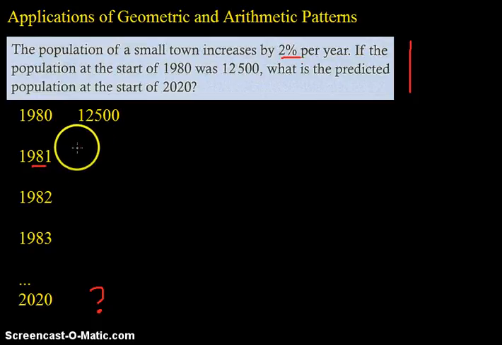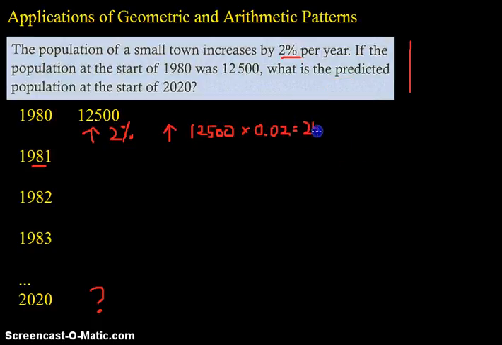So this is after 1 year, the population is going to go up by 2%. Right. So if it goes up by 2%, another way of saying that is it goes up by 12500 multiplied by 0.02. And you put that in your calculator. That gives you 250.